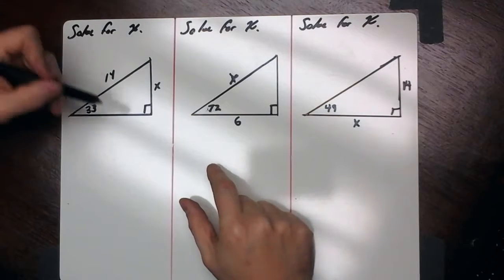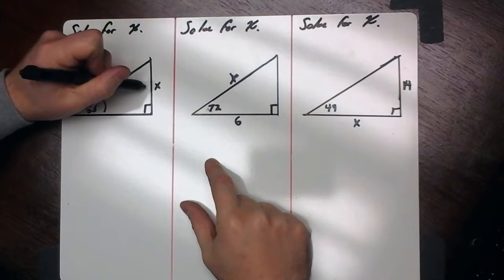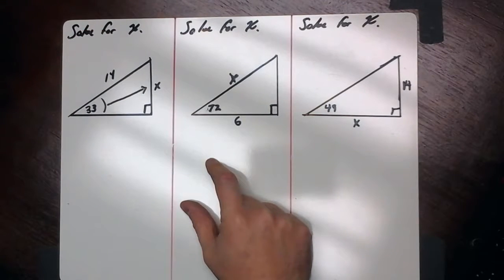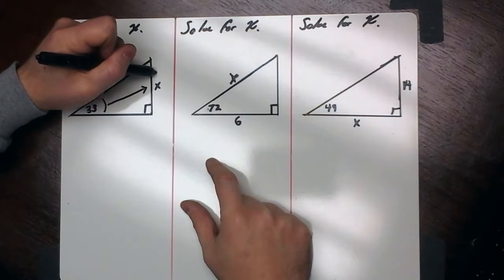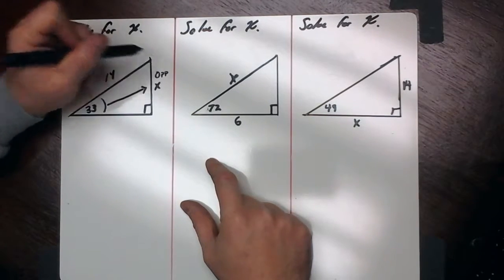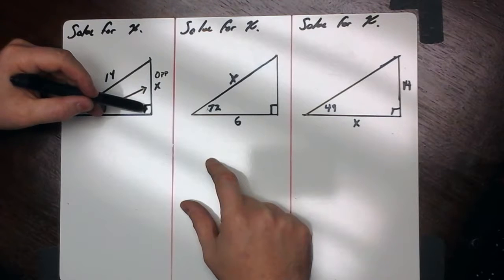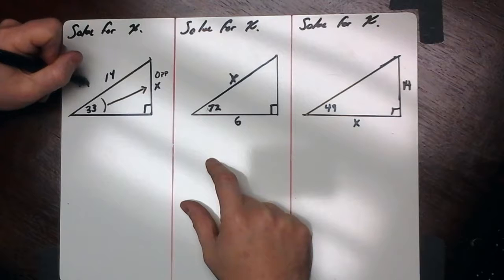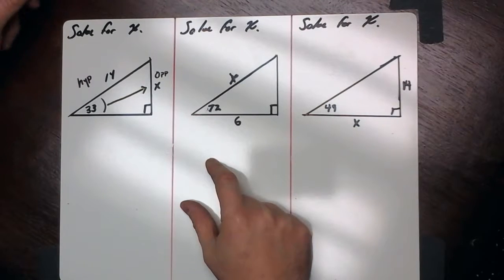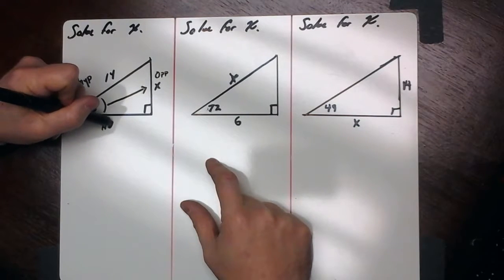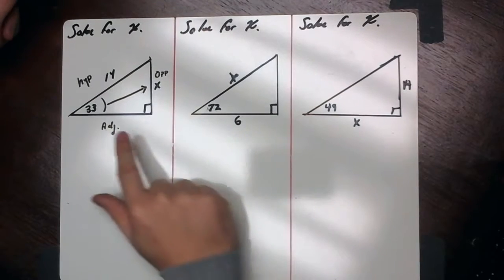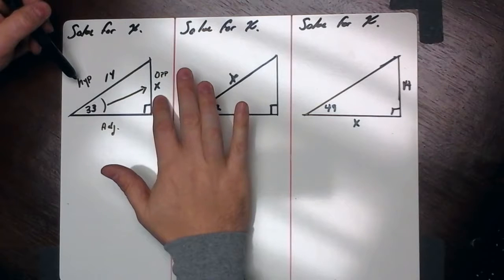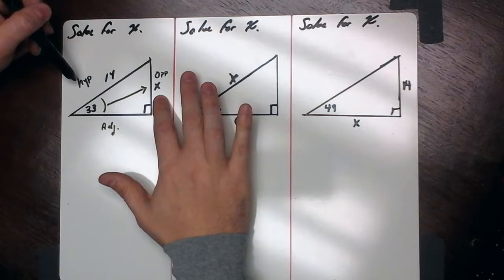Well, I'm going to label my triangle by drawing an arrow out from the angle. And that's going to give me my opposite side. Then the right angle, opposite the right angle, is the hypotenuse. And what's left is the adjacent side. From there, I'm given the hypotenuse and they want me to find the opposite side.